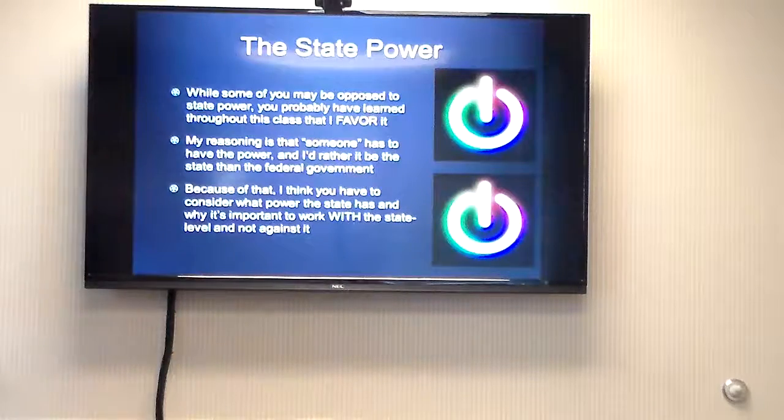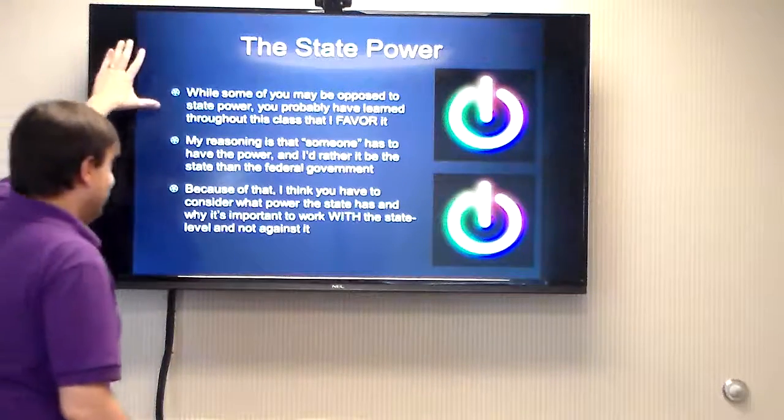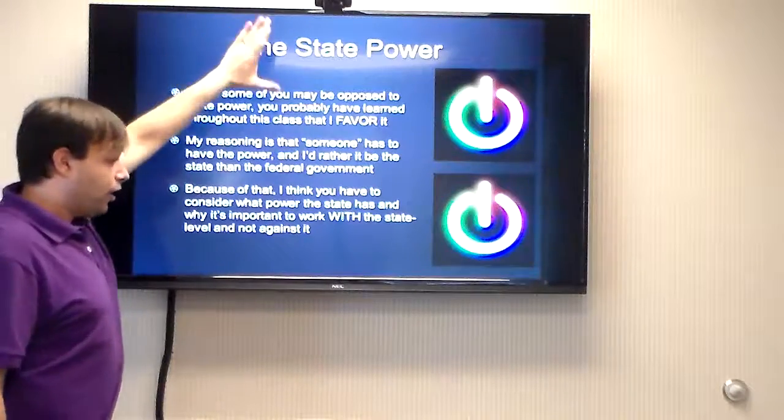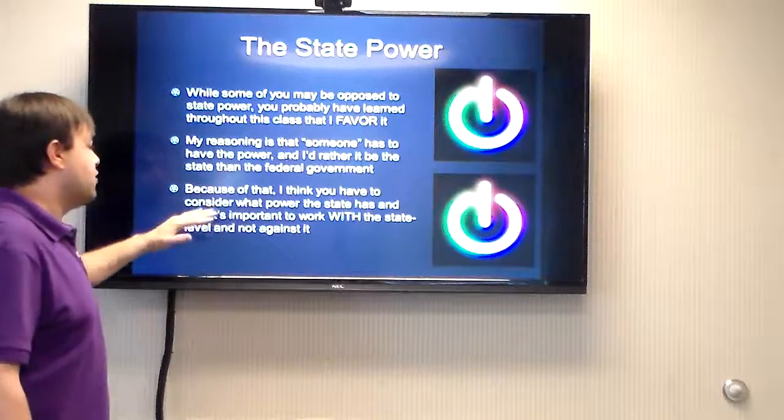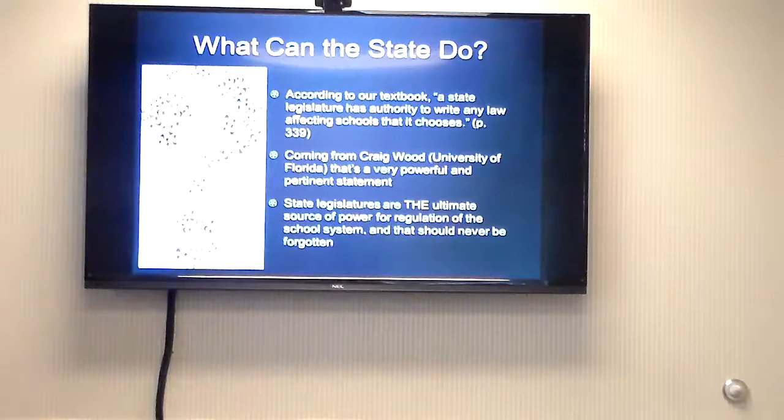So that's worth noting. Some of you might be opposed to state power. I like state power. I favor it. I think somebody has to have the power, and I think the state should have it rather than the federal government, and I think the state should have it rather than the local government. That's just my opinion. But you have to consider the power that the state has, because in our school system, the money comes from the state, the power comes from the state. We're really regulated 50 different ways in the United States. But you have to work with the state level and not against it to understand this.